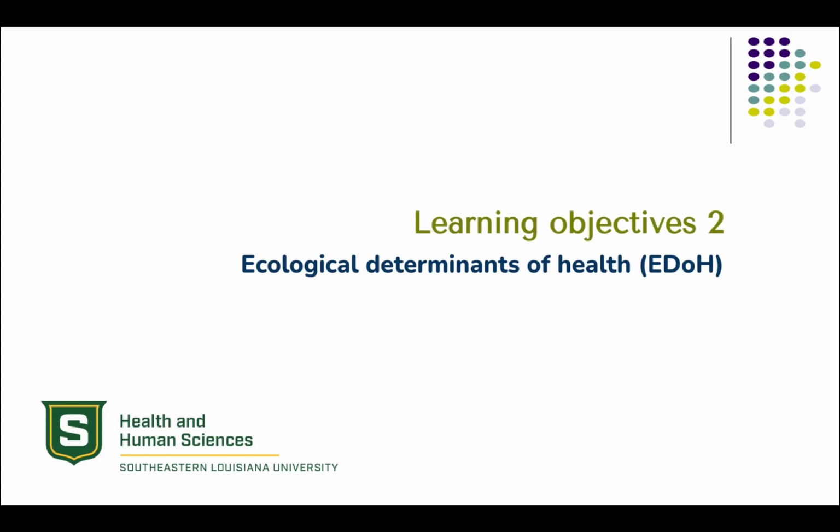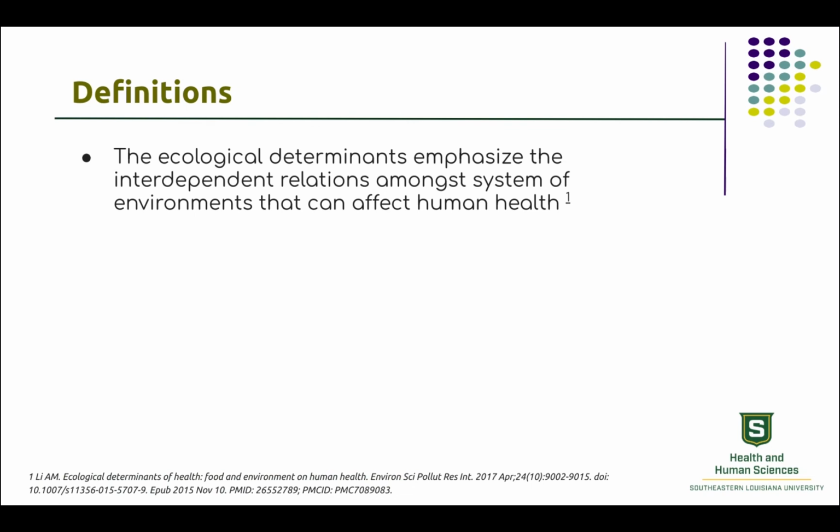So now we're going into the ecological determinants of health. Now, you may wonder, what is the difference between social determinants of health and ecological determinants of health? The ecological determinants basically emphasize the interdependence of all of what is going on in the environment and how it affects human health.